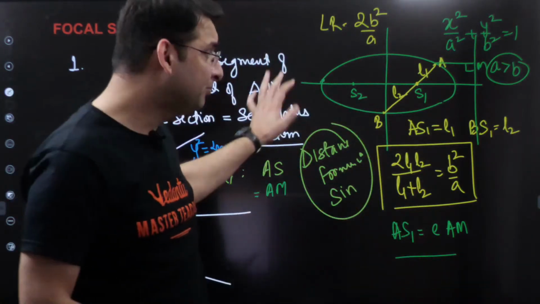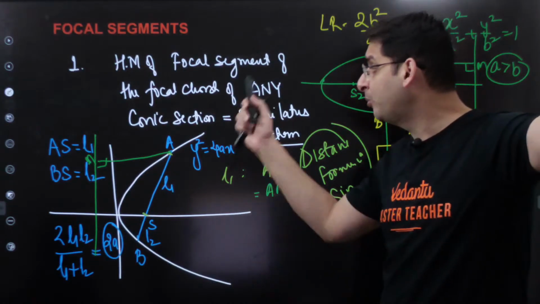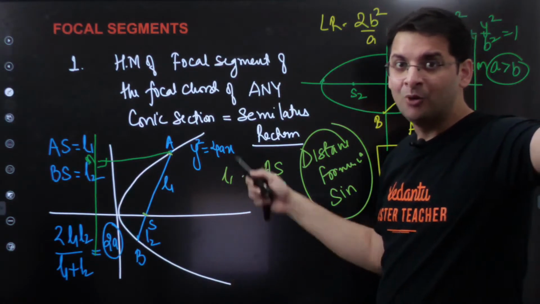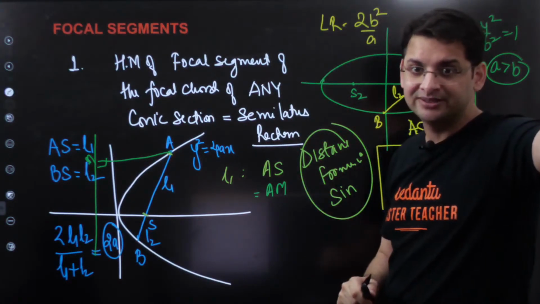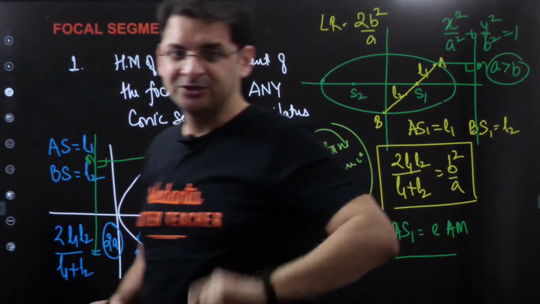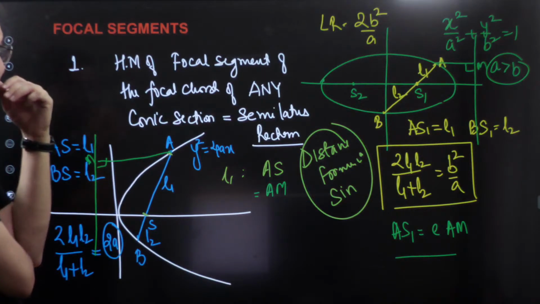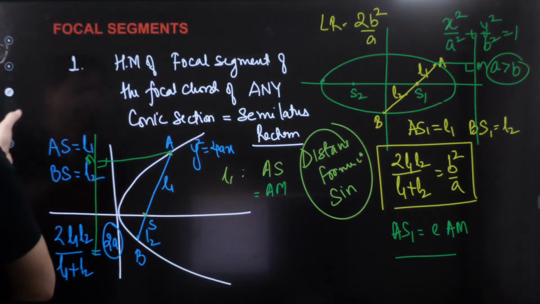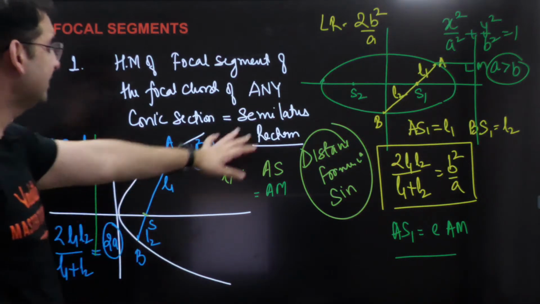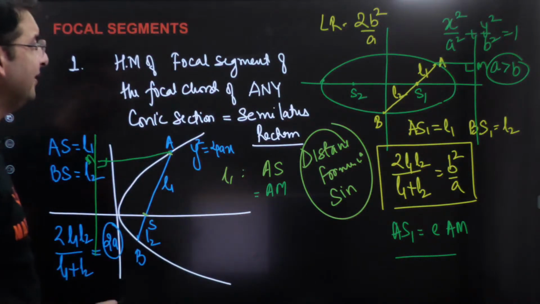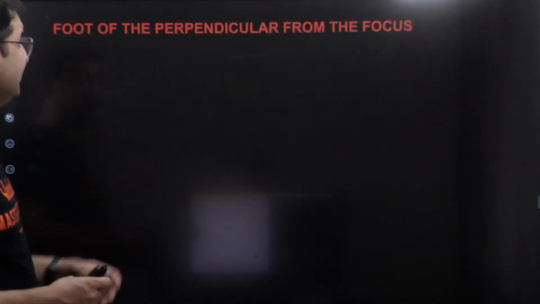Right? So this is very important, guys. Never ever apply the distance formula when you're asked the distance between the point and the focus. Always go with the definition of the conic section. Is it clear, everyone? Yes or no on the chat? Very important point, guys. So one is the harmonic mean of the focal segments of any focal chord is always equal to the semi-latus rectum. The other is this: never apply the distance formula to find the distance between the point and the focus. Okay, great.